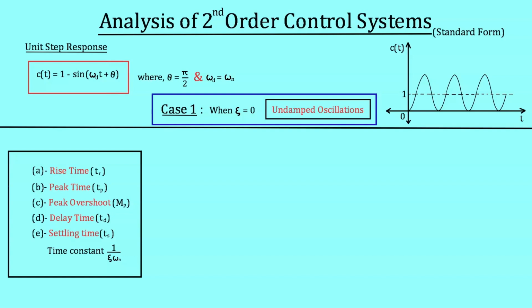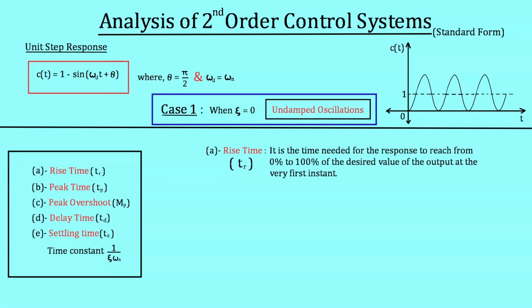Now let us cover the parameters and see if all the parameters are defined for this case or not. The first parameter is rise time. The definition which you are seeing on the screen is actually of underdamped oscillation, which we saw in the last lecture. Here you can see, as per the definition, it is very important to have the desired value of the output, and the desired value is nothing but the steady state value of the output. However, in this case, the output is having perfect oscillations. That is the reason the output will not have any steady state value, and for the same reason, rise time for this case is not defined.